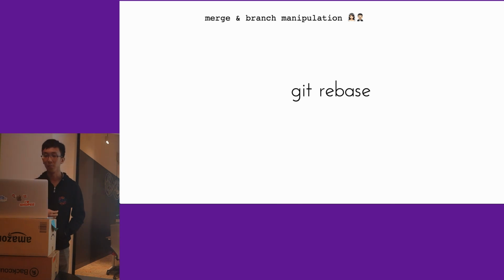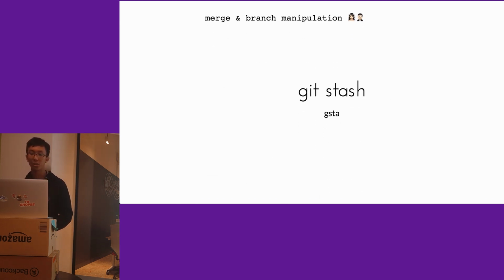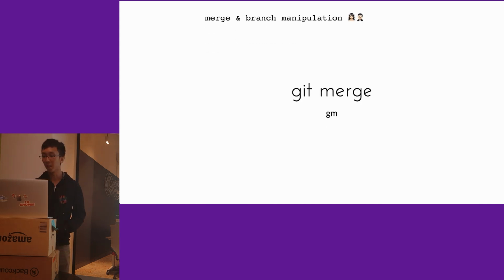Next, after all this, you probably will want to do some branch merging or branch manipulation. So you can do rebase, cherry-pick, stash, or merge. But I guess each of these alone can be a lightning talk itself, so I will leave it to the next lightning talk.